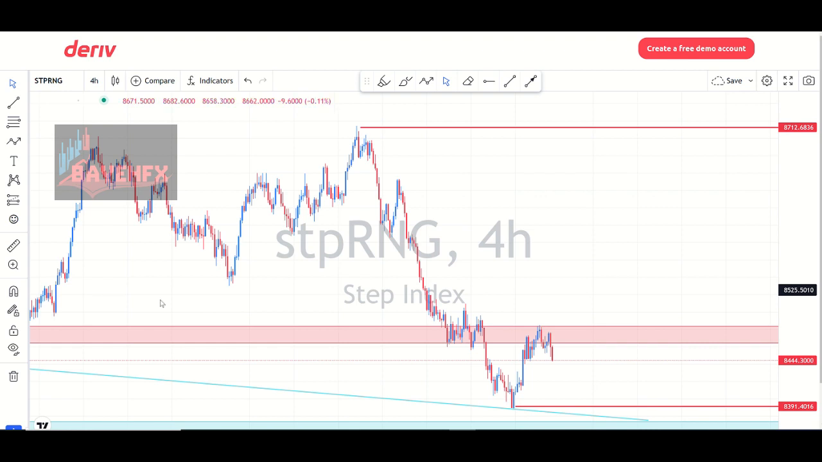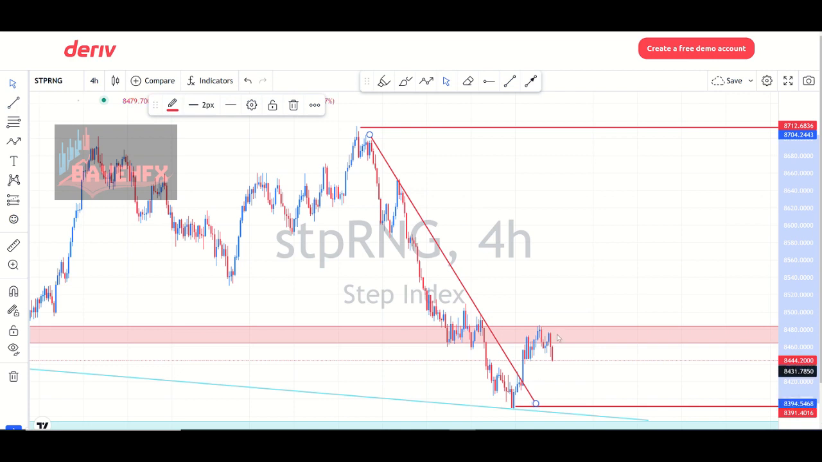This is step index on the 4 hour time frame. Can you see we have failed to break this high here, and we need a nice change of direction. If you connect this trend, you can notice the market broke out of that trend, but it needs to come back. A change of trend usually comes with the confluence of the market breaking out and then coming back for a retest. So the market is possibly coming back for a retest around this particular zone.